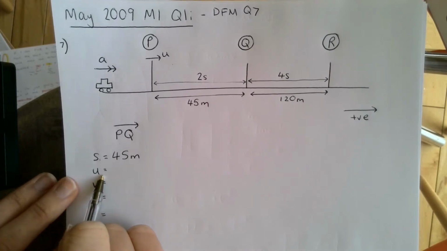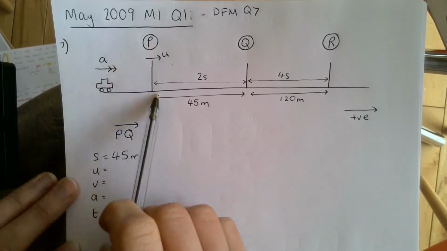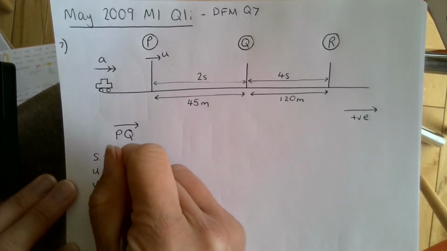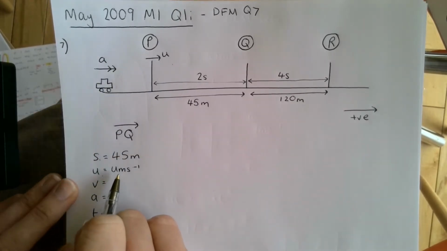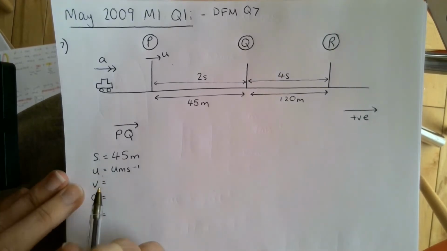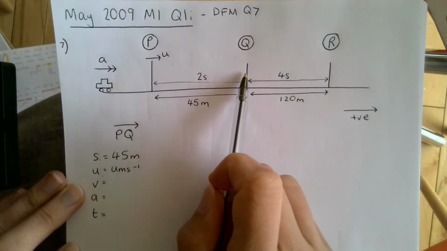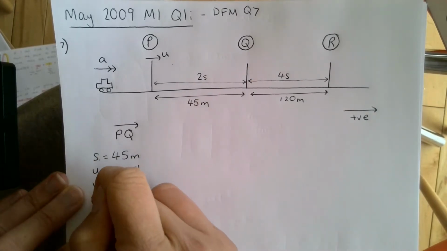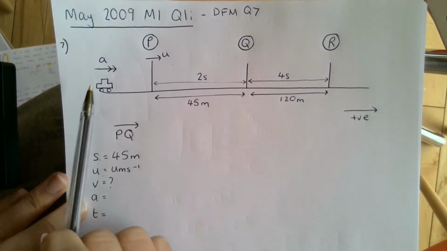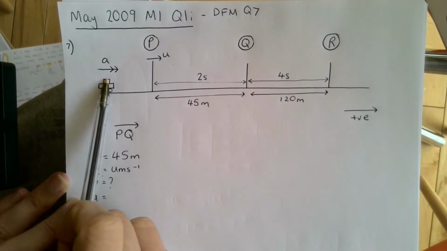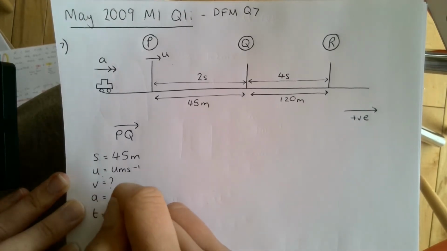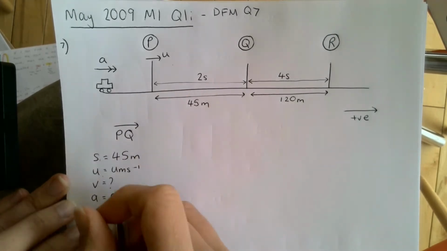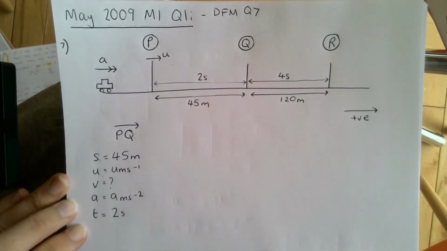The initial velocity of the car when it's at P is u. We were told that in the question, u metres per second, and we are trying to work that out eventually. That's what we want to find. The final velocity is the velocity at Q. I don't know this, and I think I want to work that out. A, the acceleration of the car, is just given as a metres per second squared. And the time taken from P to Q is 2 seconds.